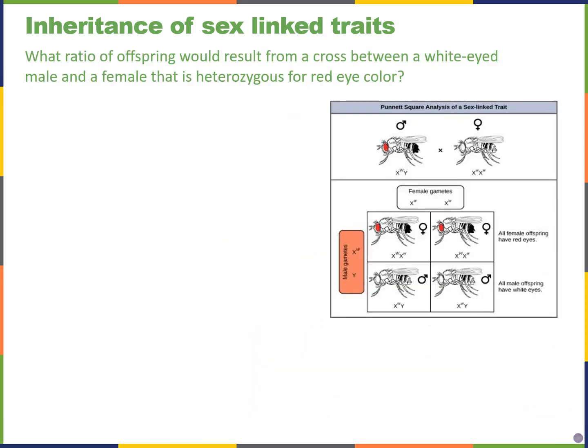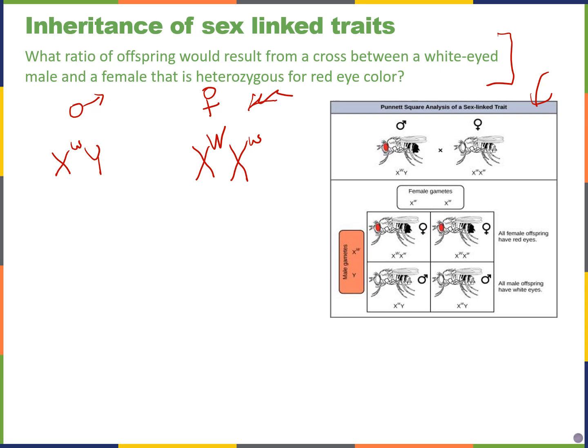So this was the previous problem, but our book then gives us another problem that we can try. What ratio of offspring would result from a cross between a white-eyed male and a heterozygous female? Males are XY, with a small w. Females are XX, and she's heterozygous for red, so that would be big W, small w. And I want to look at the offspring, so I can make a Punnett square.